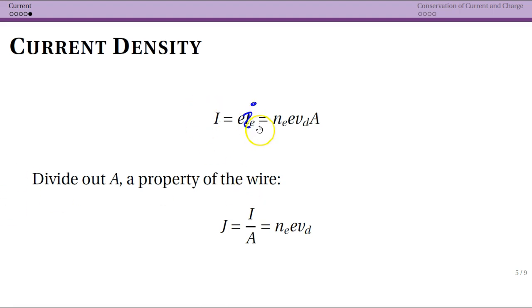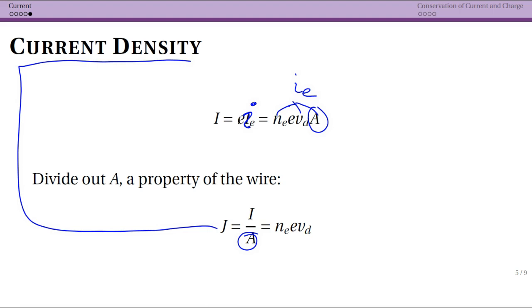So current, we said, was the charge of the electron times our electron current. And before, we knew that these three things multiplied together got you electron current. Well, if you notice, we have A, which is just the cross-section of a wire. What we want to try to separate here is our specific conductor, the specific wire we're working with, from bigger picture properties like the electric field, or what we're soon going to see is the potential. And so we can actually just divide out A to get what's called current density.